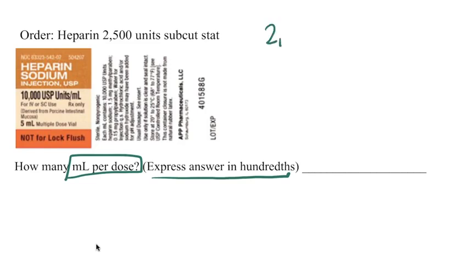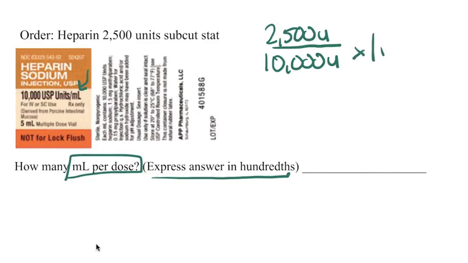My D is 2,500 units, and what do I have? I'm going to look over here, and you see this nice and big, 10,000 units per milliliter. So my D is 2,500, my H is 10,000 times 1 milliliter. I'm going to take off 2 zeros here and 2 zeros there because that's fewer zeros on my calculator. So I'm going to do 25 divided by 100 equals 0.25.